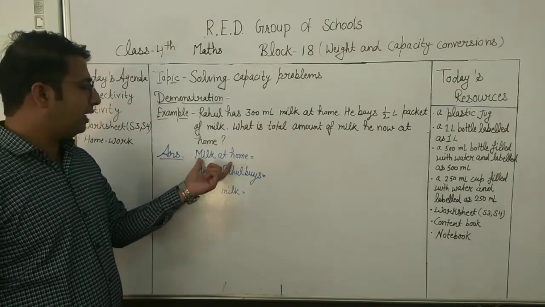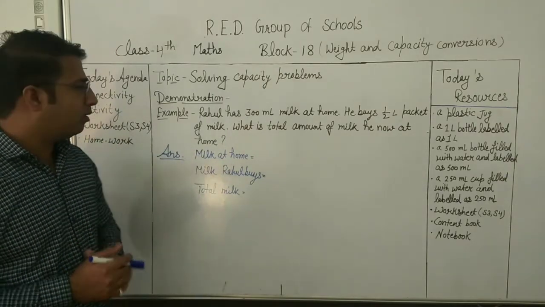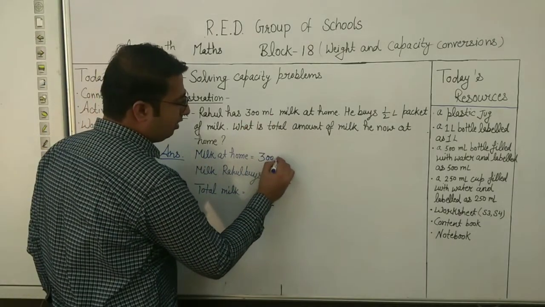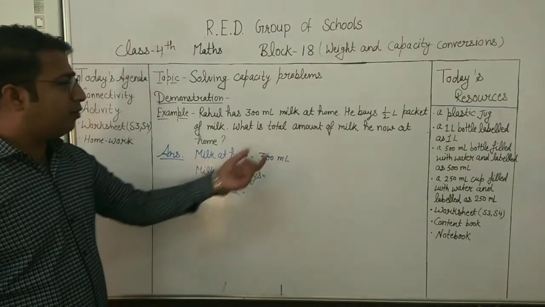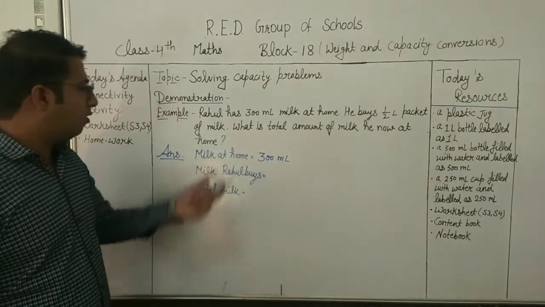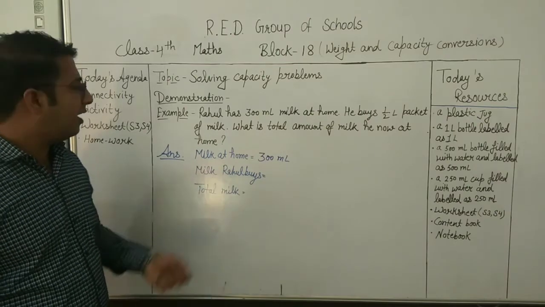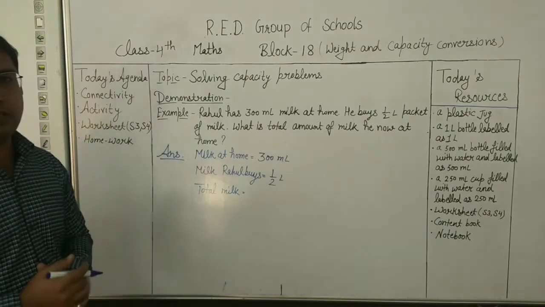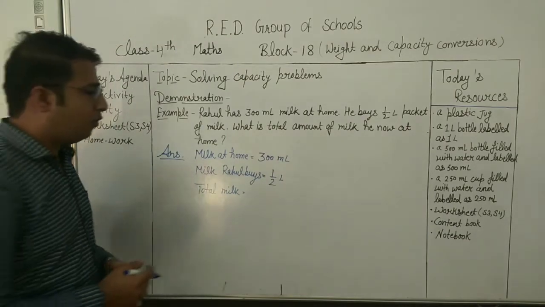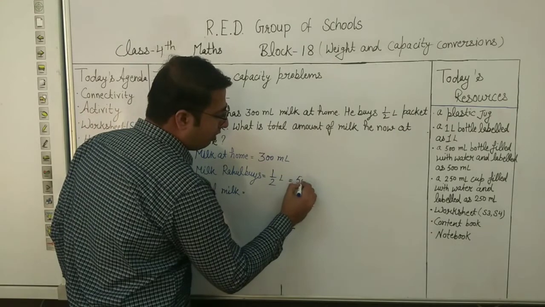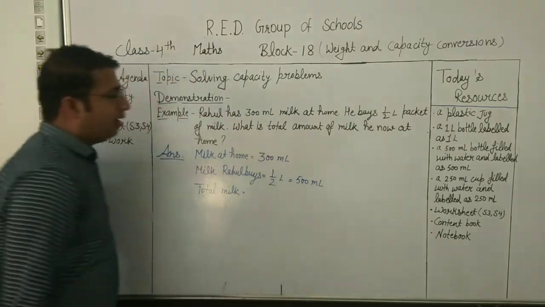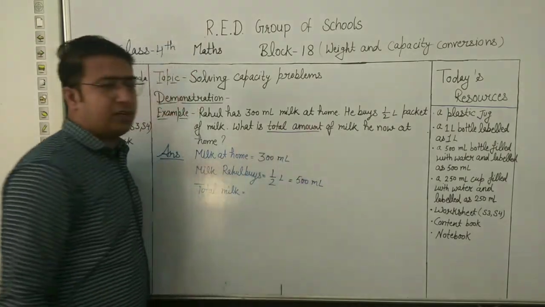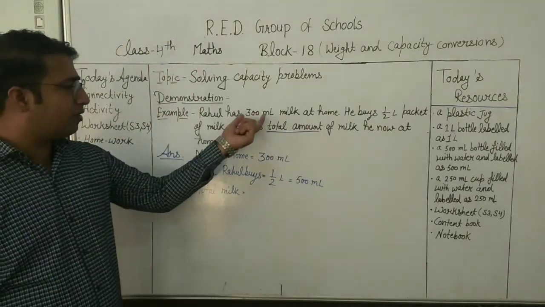First of all, milk at home. How much milk was at home? It was 300 milliliter, so we will write 300 milliliter. Now he buys a 1 by 2 liter packet of milk. So milk Rahul buys is 1 by 2 liter. As we know the relationship between liter and milliliter, 1 by 2 liter is equal to 500 milliliter. And now there is a keyword telling us that we have to add. It is total amount, as the first was given, second was given.